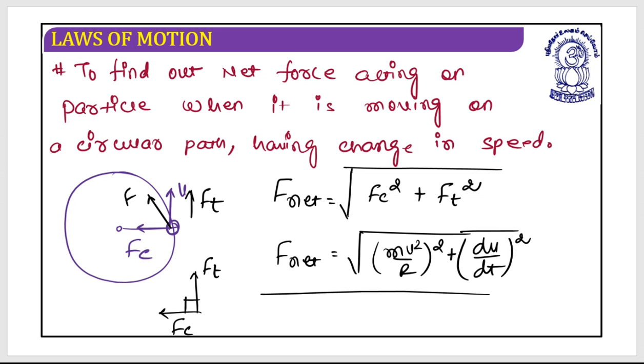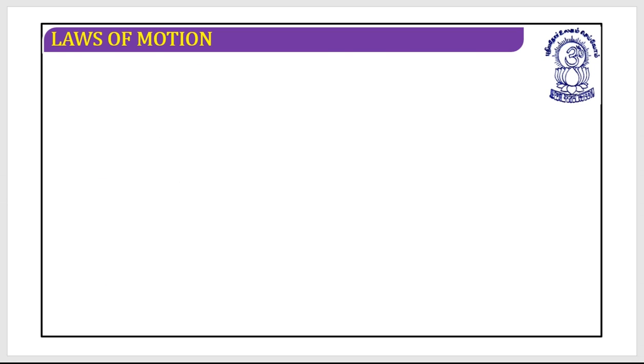I hope this is clear. Yes, it is true every time. That means if speed is increasing, you can use it. Even if speed is decreasing, you can use it, because Fc and Ft would always be perpendicular. And as we are going to square it, it would always be a positive value that is coming out. I hope this is clear. Is it clear? Great. Now let's work on the numericals.